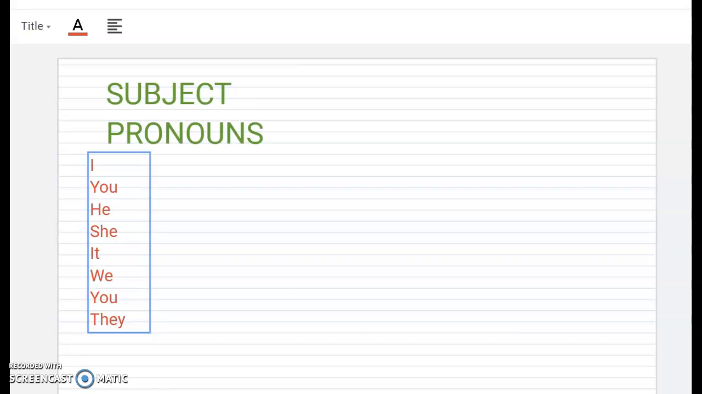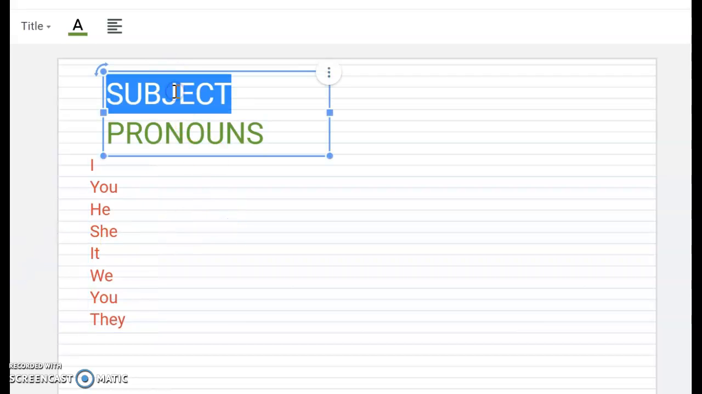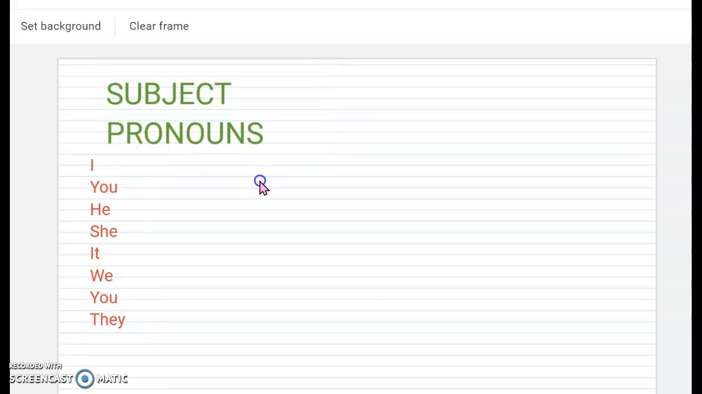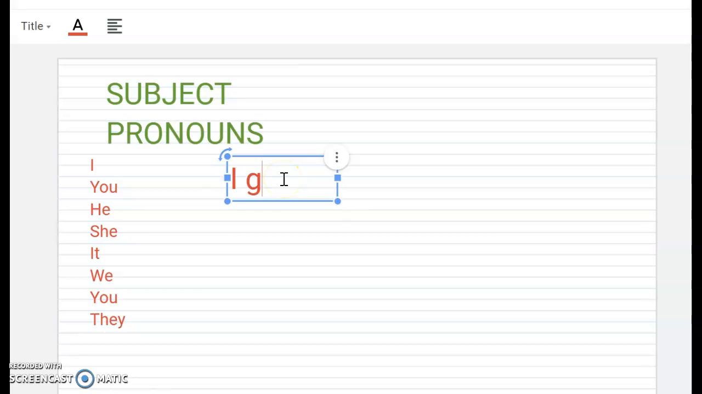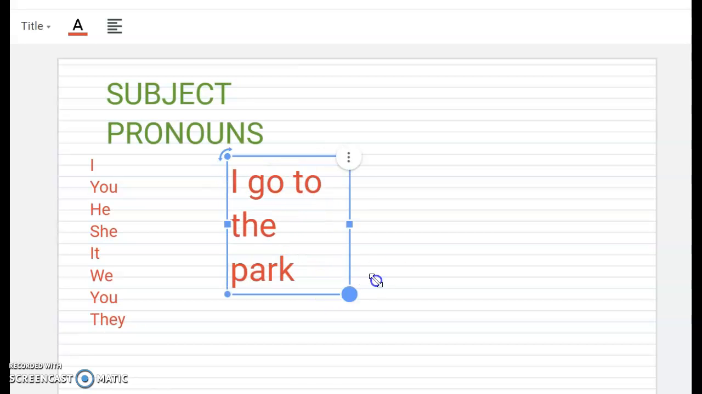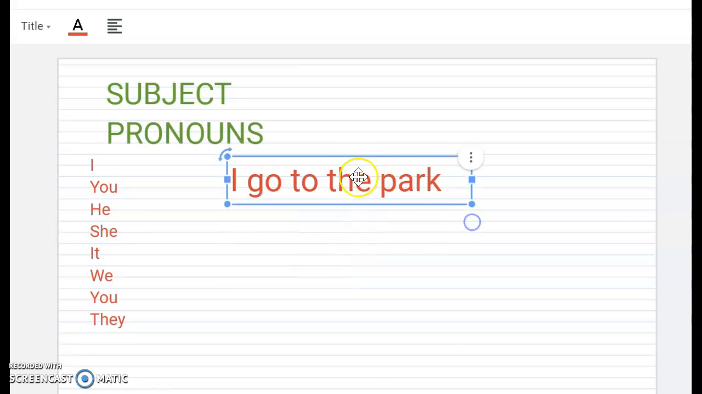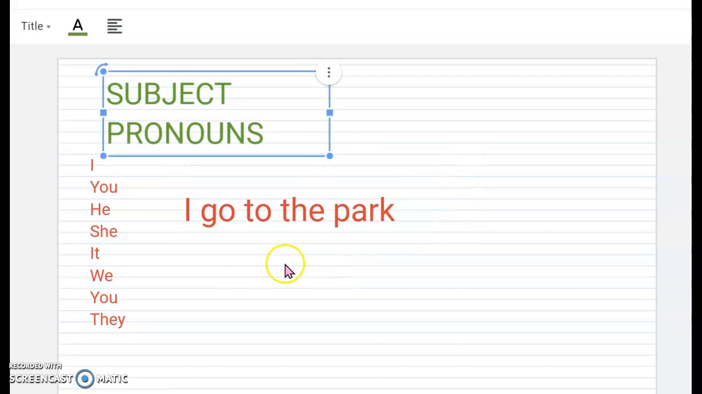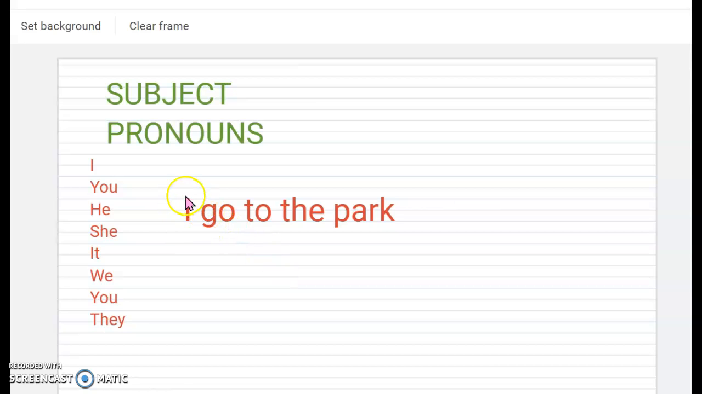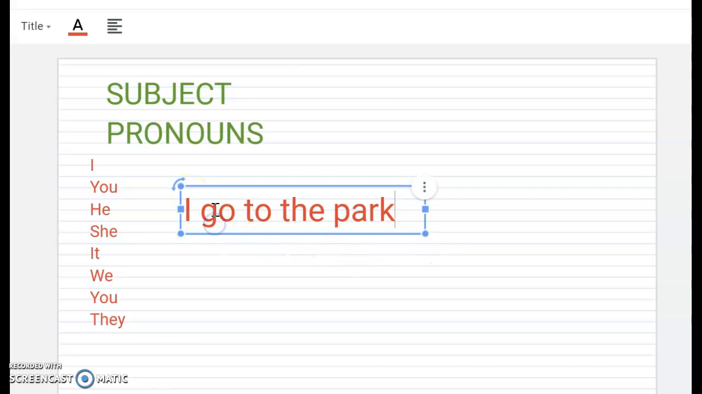As I said before, we say that they are subject pronouns because, again, they are the subject of the sentence. Remember that the subject is the person that does the action, the person or the animal, the thing, that performs the action of the sentence. So if I have this sentence, I go to the park, I is the subject because I am the one doing the action. The action is go, which is the verb.